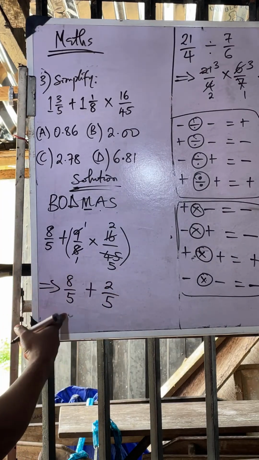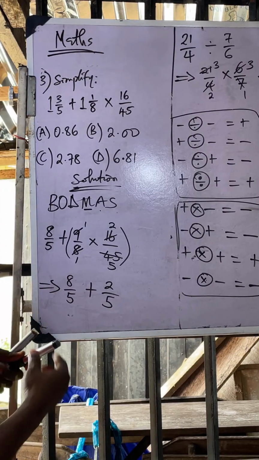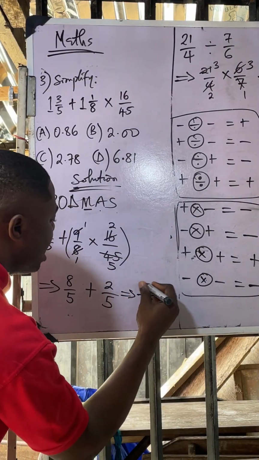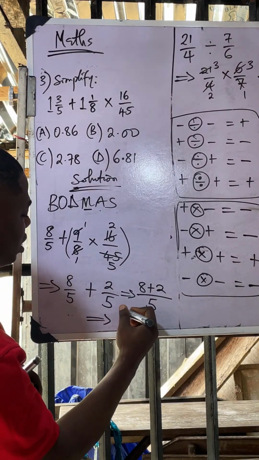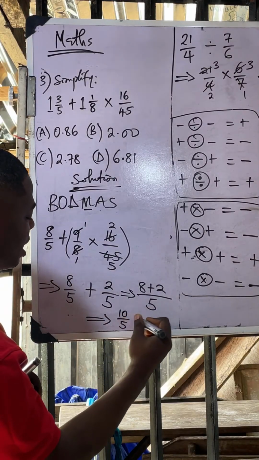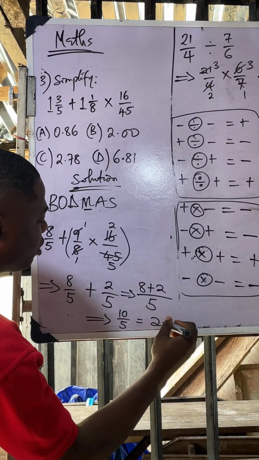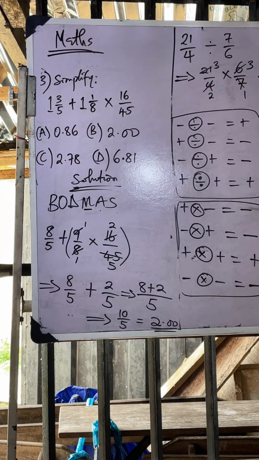Are you seeing it now? The denominator is what? Same. With that, it simply becomes 8 plus 2 over 5. 8 plus 2 is what? 10 over 5. 10 divided by 5 is what? 2. That's why option 2.00 becomes the answer to that question. Do you understand?